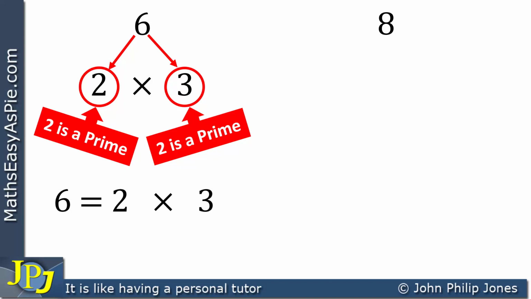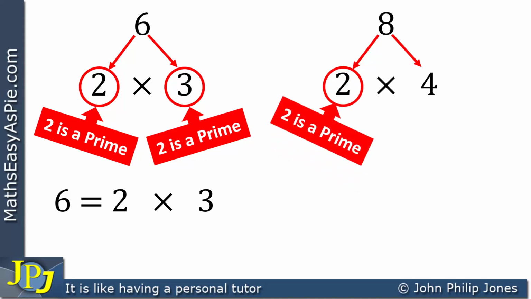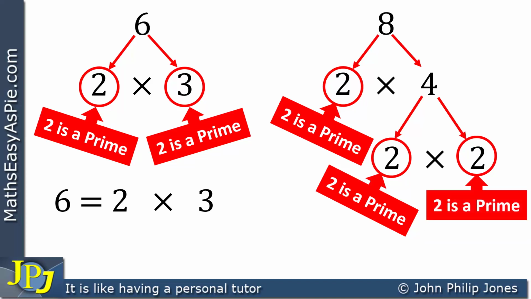Now contrast this with the following. We can see 8, and we need to ask what two numbers when multiplied together will give 8. Well, you can see I've chosen 2 and 4. Now 2 is an example of a prime number, but 4 isn't a prime number, so we can take that further by asking what two numbers multiplied together will give me 4. And we can see that that will be 2 times 2. And if we consider this 2, that is an example of a prime number. And this 2 here is an example of a prime number.